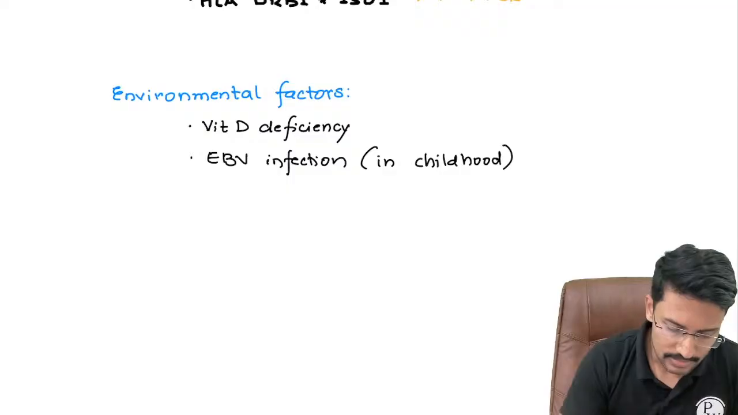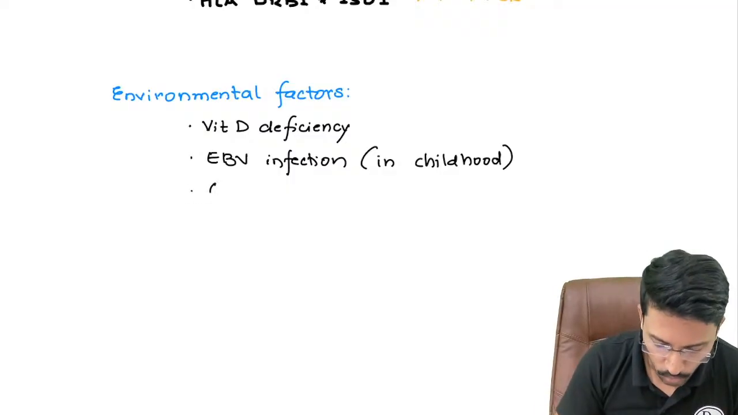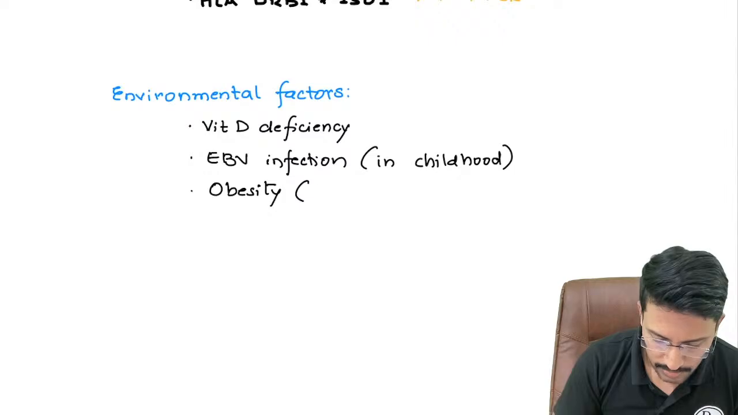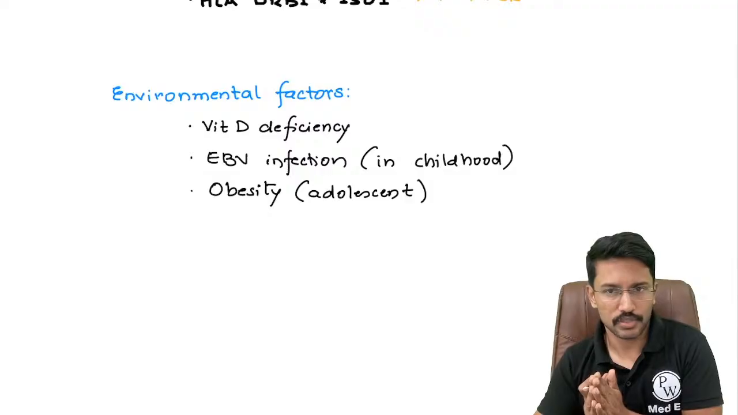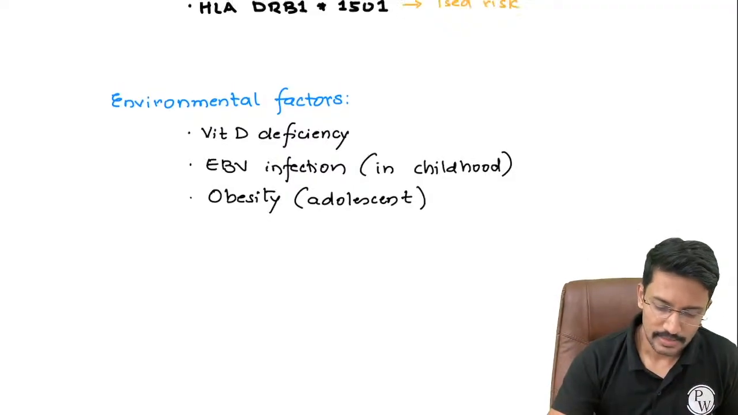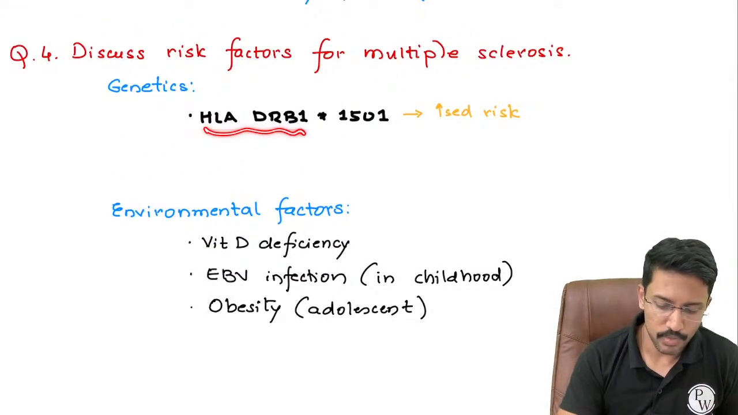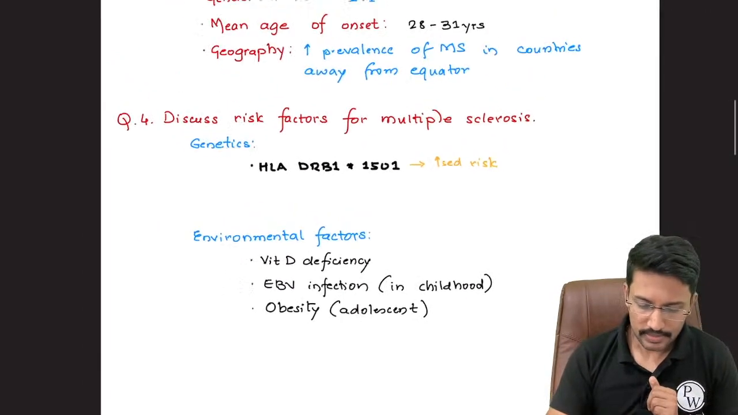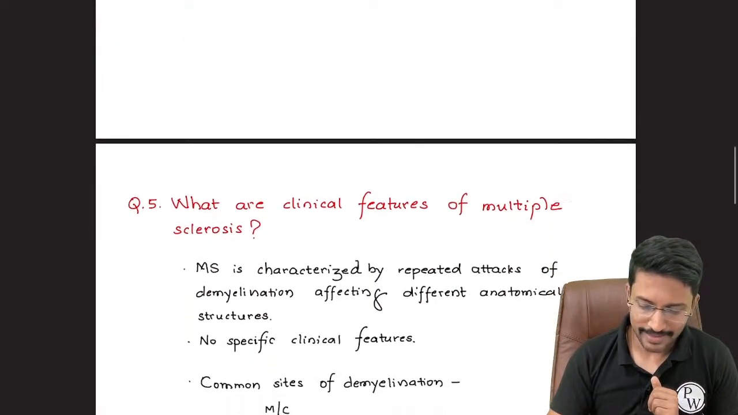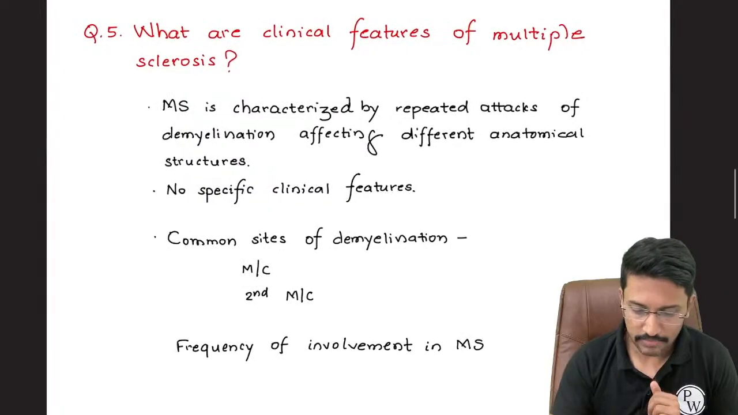Okay. What else can be a risk factor? Even obesity is considered to be a risk factor, especially in adolescents. Obesity is a risk factor for someone developing multiple sclerosis. So these are environmental factors. Genetics wise, the HLA-DRB1*1501.